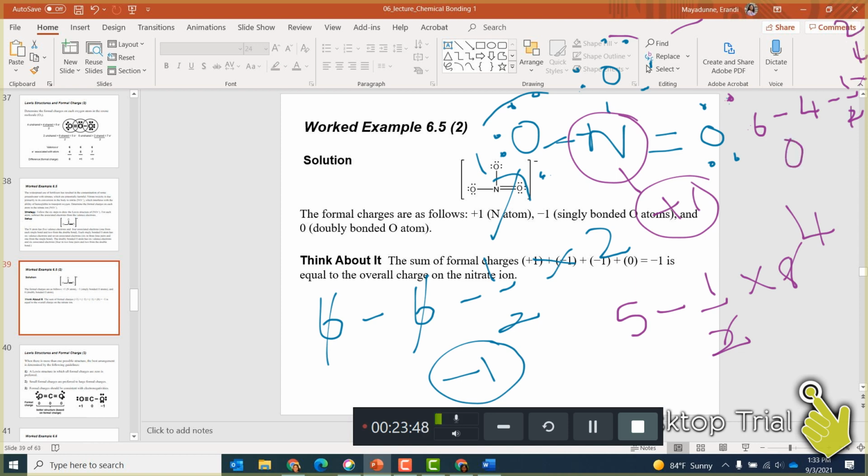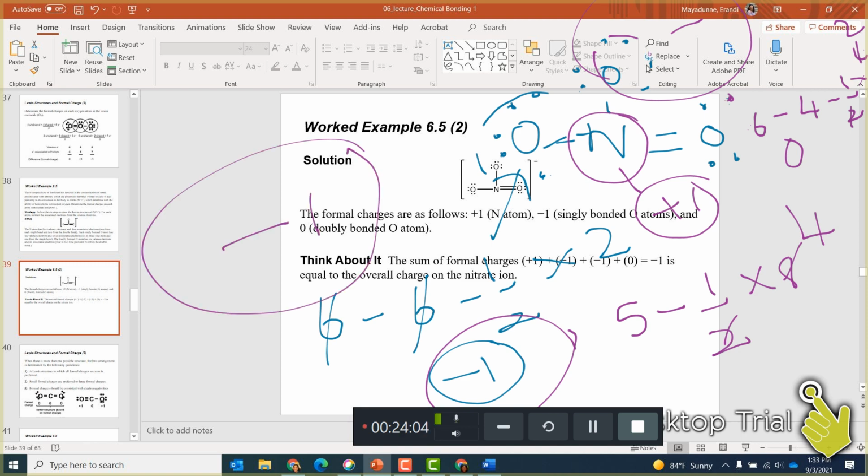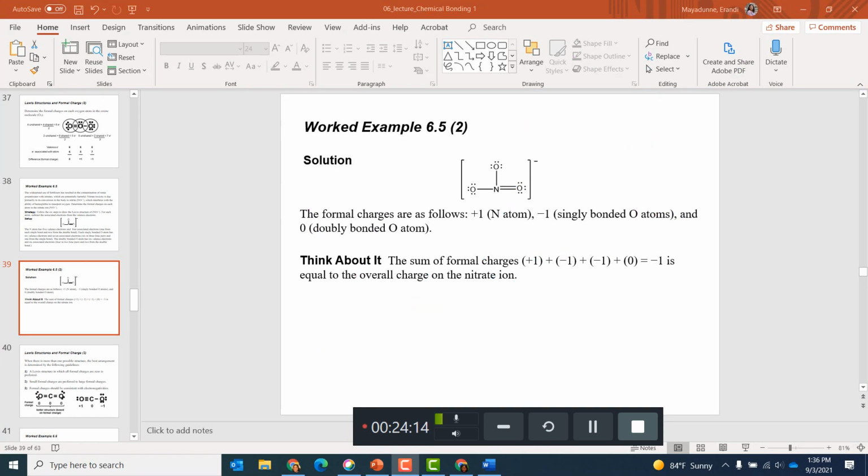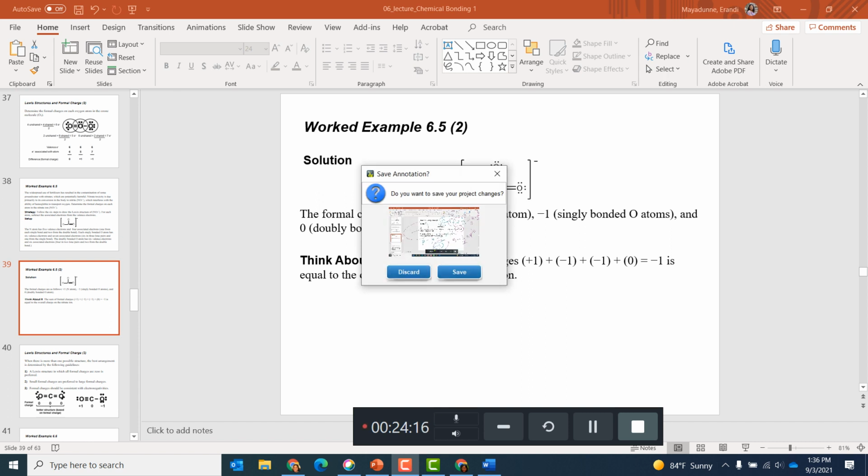So then, in order to find the formal charge for the whole compound, what do you do? You add it. So this is negative 1, negative 2, and then this is positive 1. So the total formal charge of the compound is negative 1. So that's how you find the formal charge of each and every atom. Okay, so we're going to go to the next section.